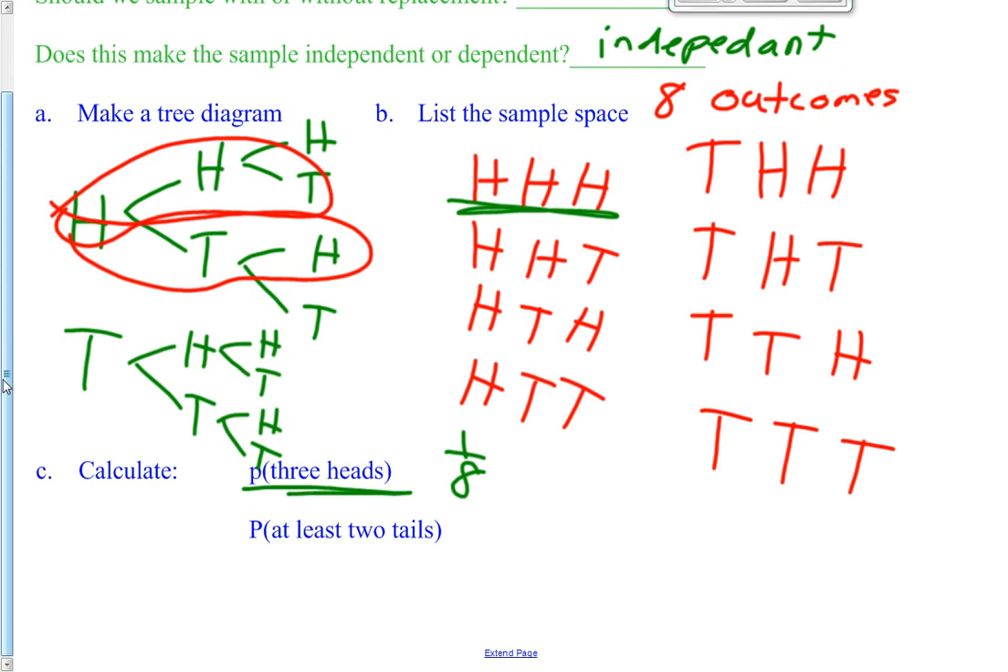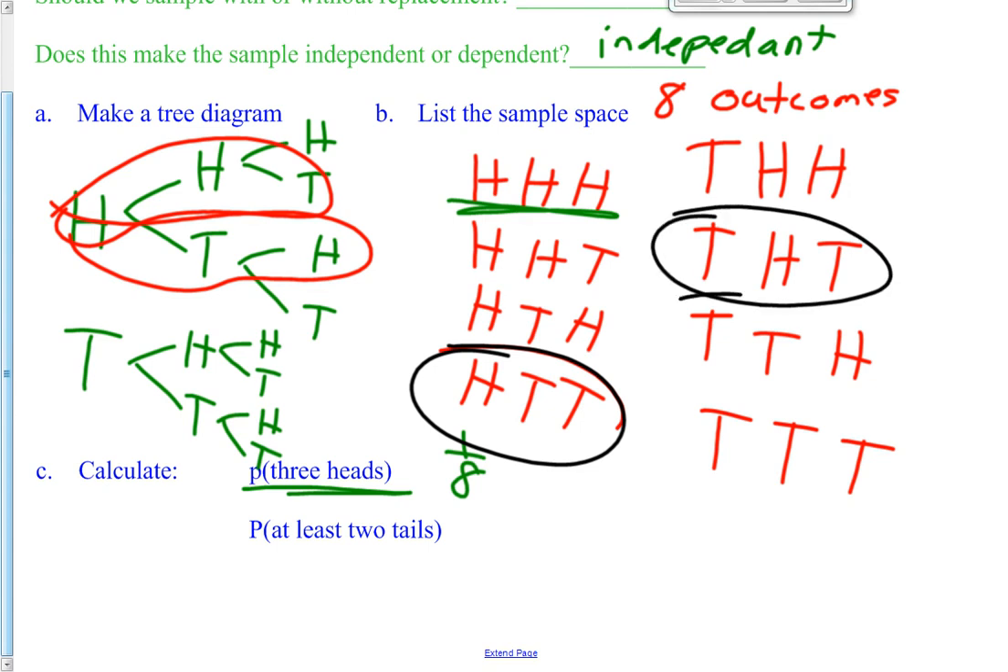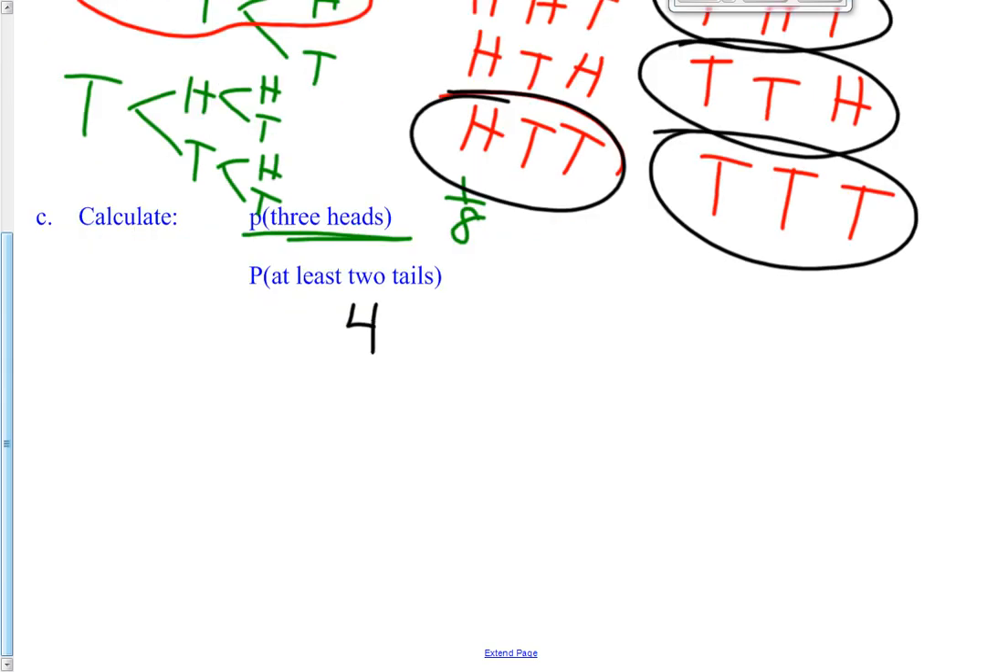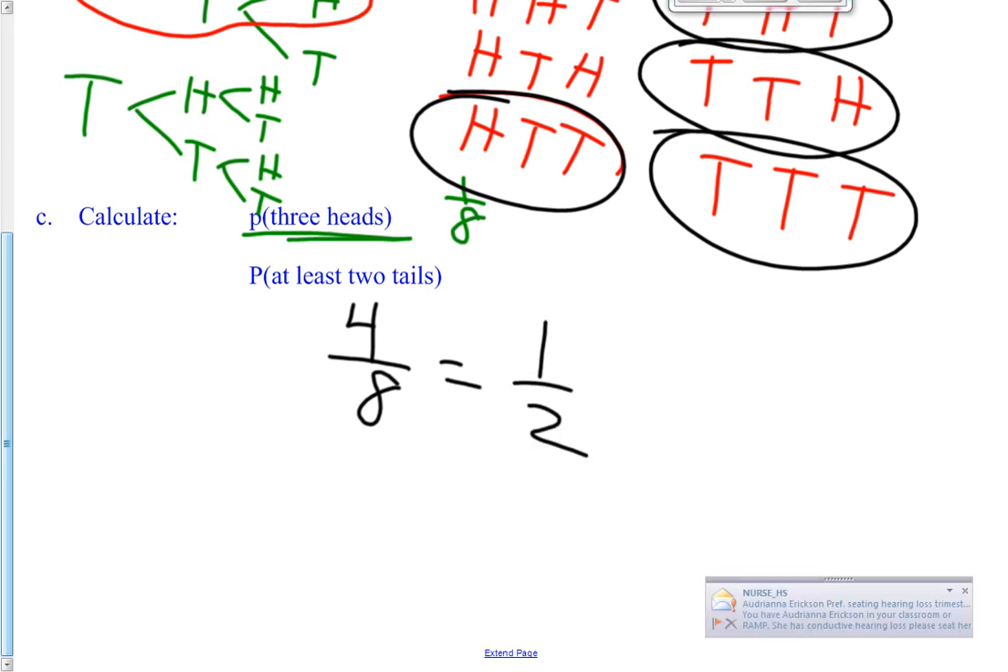Next one, what's the probability of getting at least 2 tails? When you flip 3 coins, what's the likelihood that you're going to get at least 2 tails? Well, here's at least 2 tails. Here's at least 2 tails. Here's at least 2 tails. And if you flip 3 tails, that's at least 2 tails. So there are 4 possible outcomes out of the 8 of getting at least 2 tails. So then the answer is 1 divided by 2.